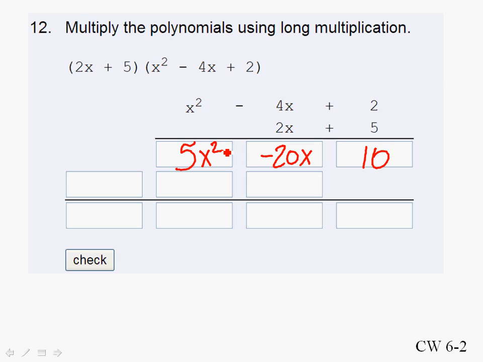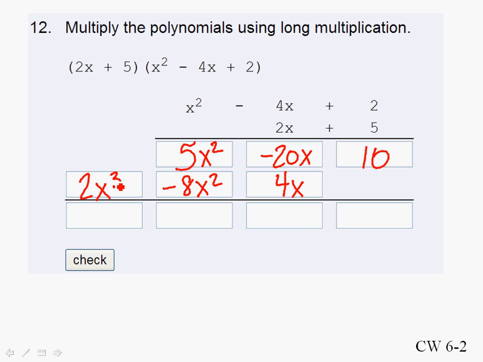Then I'm going to multiply just like in regular long multiplication. We skip a space and move over one. We've got 2x times 2, which gives me 4x. 2x times negative 4x gives me negative 8x squared. And 2x times x squared gives me 2x cubed. Notice I've lined up my terms based on the exponent. So my x squareds are in the same column, my x with a degree of 1 are in the same column, and my x cubed is in its own column.